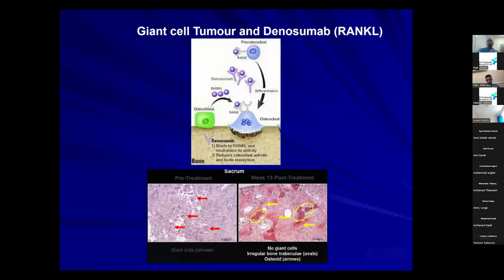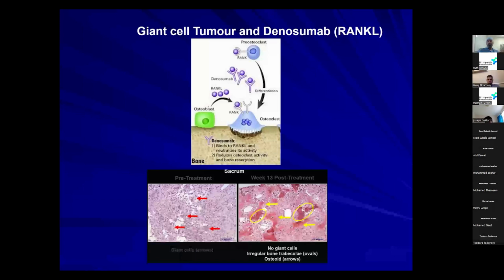The other thing is denosumab. You all remember the RANK ligand pathway, which is one of the pathways you need to be able to draw for the FRCS exams. This is a drug that is a competitive receptor of the RANK ligand receptor on the osteoclast, which leads to pausing the osteoclasts, stopping them from destroying cells.